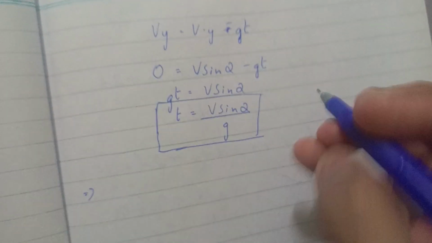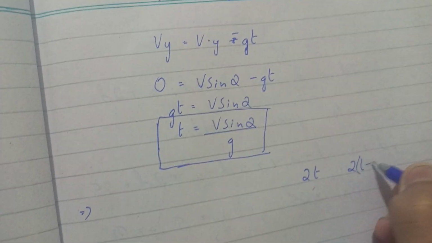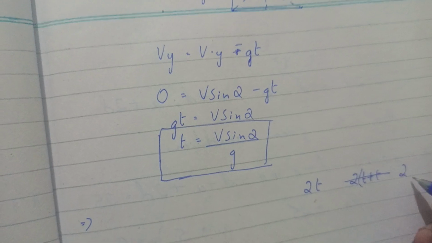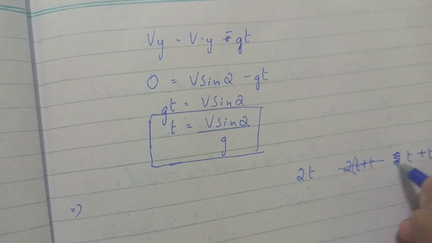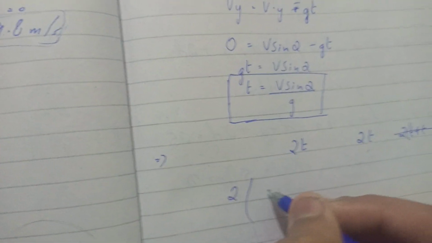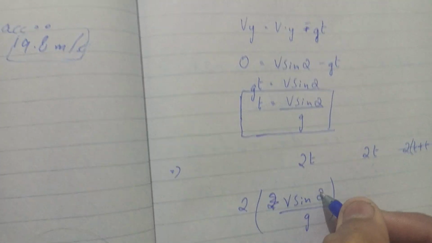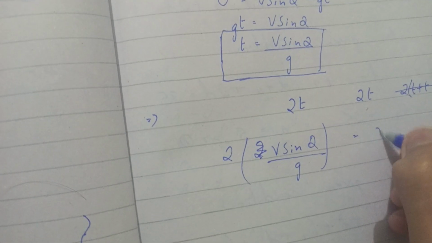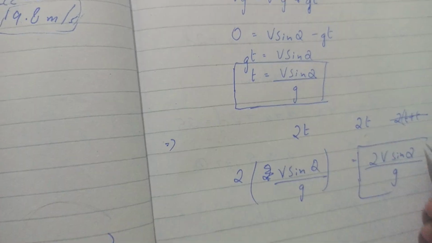So can we put here 2t, or you can say t plus t? Yes, we can put that. So it will become 2t, and we have the value of t, so we'll put here 2 times v sine theta upon g. Or if we multiply this value, 2v sine theta upon g.